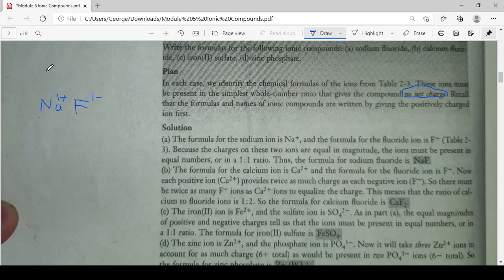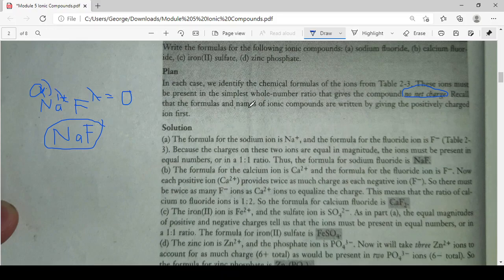So, kids, 1 minus 1 is equal to 0. Therefore, we cancel out the positive and negative charge and we answer. Our final answer on how we write our sodium fluoride will now be NaF. So, that is how you write your ionic compounds. So, this is your letter A, your sodium fluoride.